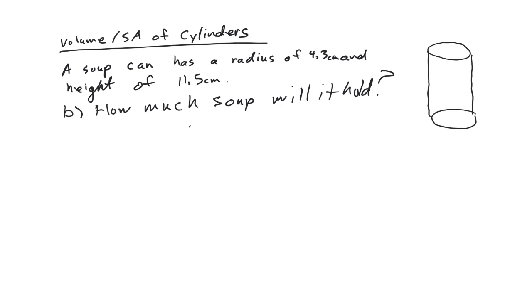So now, imagine I've asked you to figure out how much soup is contained in an object. This is what we call the volume. All right, we still have our height of 11.5. We still have our radius of 4.3 centimeters on the top and the bottom of our can.